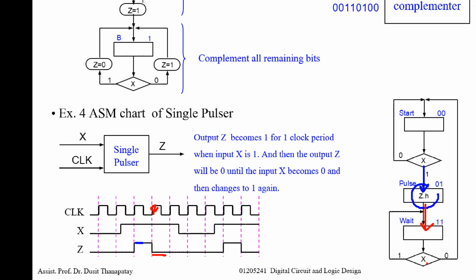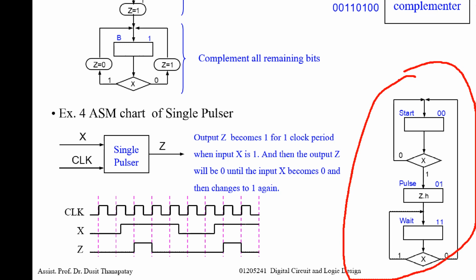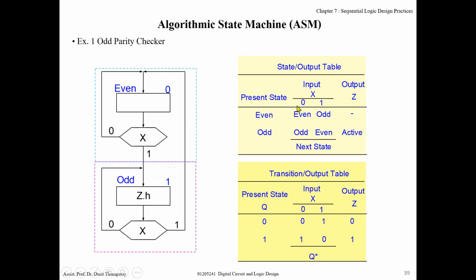In this state, it waits for input to become 0, right? If input X is still 1, it stays in state wait. But when X is 0, it goes to state start. And then it checks if X is 1, right? If X is 0, it stays in state start. And when X is 1, it goes to state pause again. When you obtain this ASM chart, you can design the state machine, like this example.